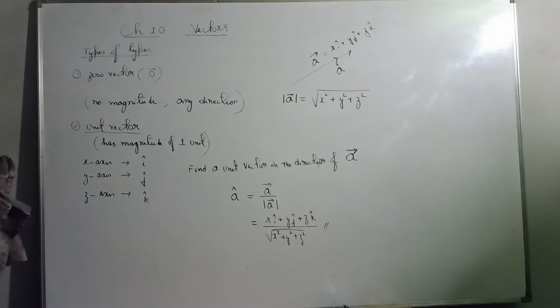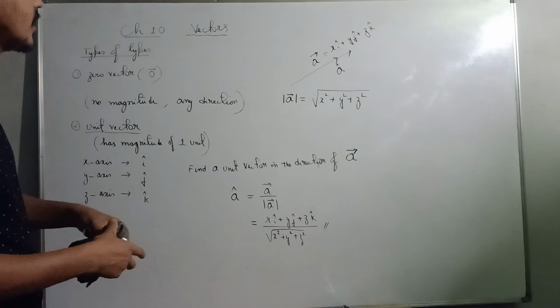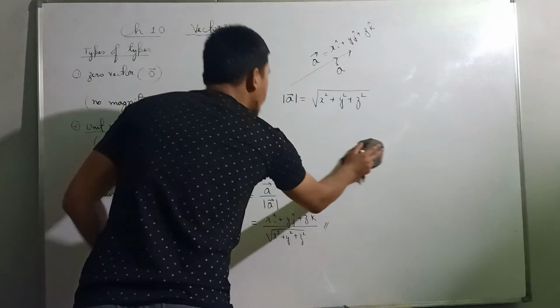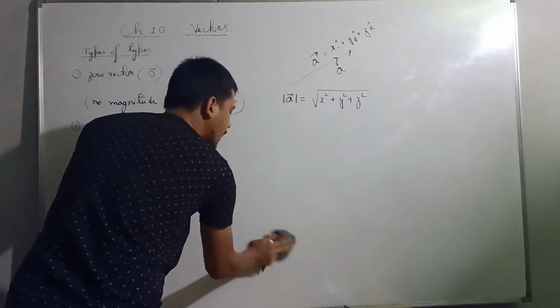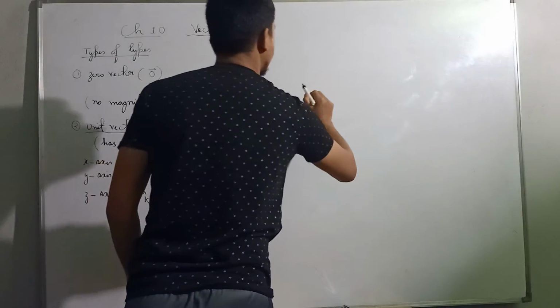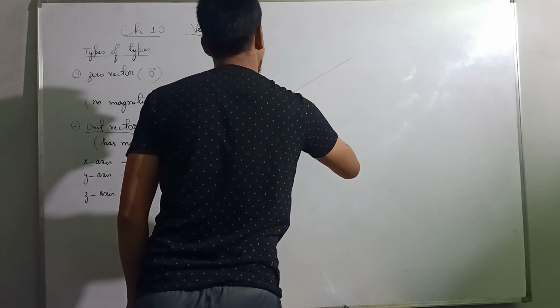Is it clear? So in the exercise you'll be doing some questions to find the unit vector in the direction of a given vector. Here I have just represented this directed line by a vector A, right? But you may be asked like this. Suppose there is a directed line.